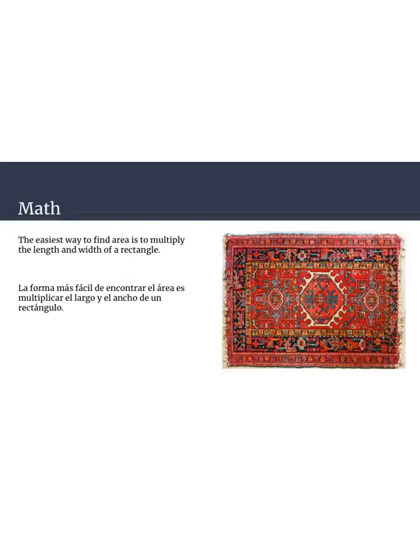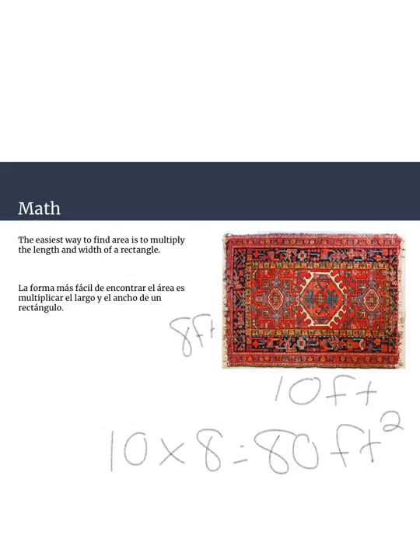If I were taking a rug like this, a typical measurement for a large rug in a room might be maybe 10 feet on one side, 8 feet on the other. If I wanted to find out how much of my floor this rug was going to cover, I would multiply these two numbers together. So I'd have 10 times 8, and I get 80 feet squared.